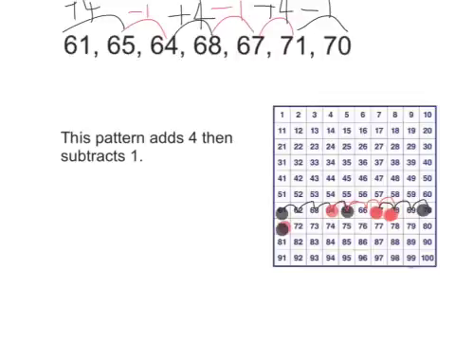Okay, now it's your turn to have a practice at describing number patterns.